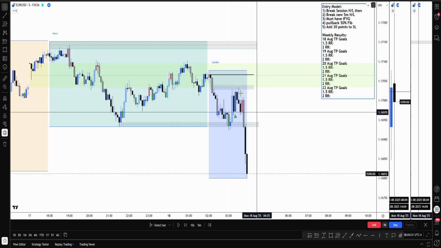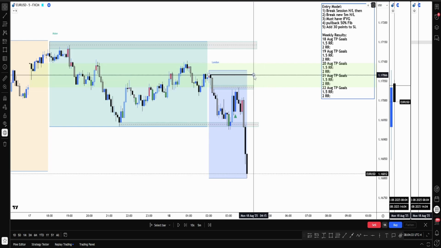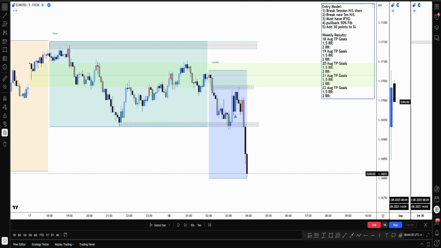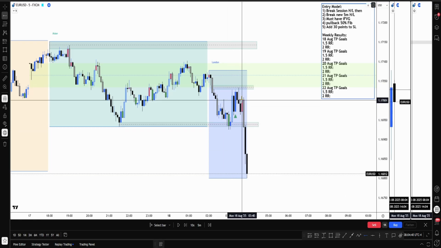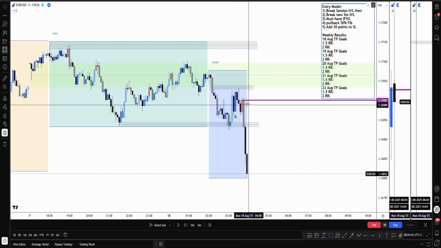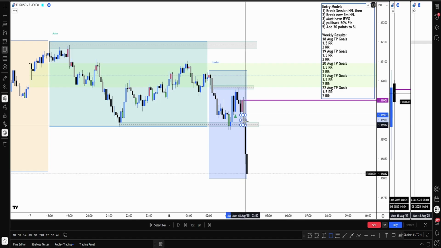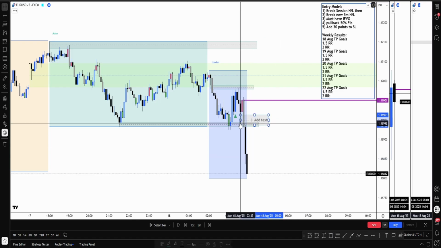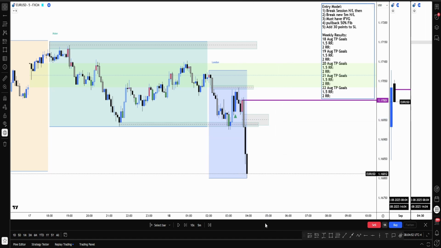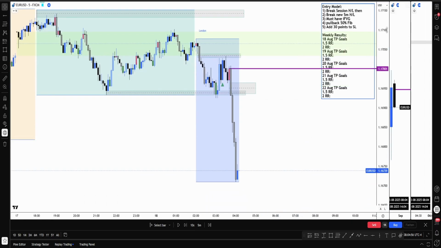Okay, so in this case now our point of interest for the entry model moved, because we break that low now again, and we have a fair value gap here. All right, let's move forward. Price moving down.